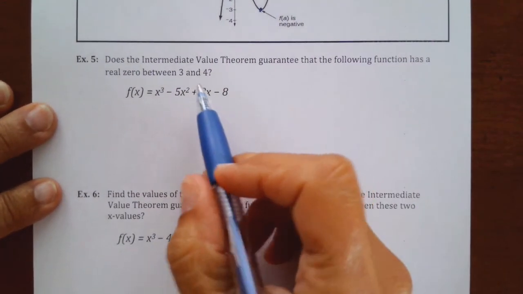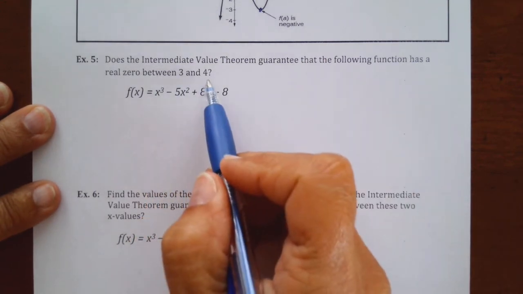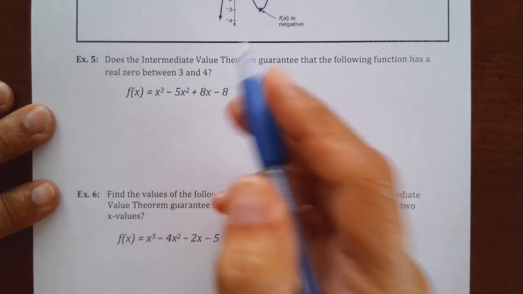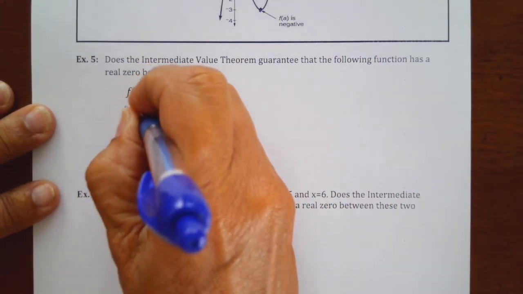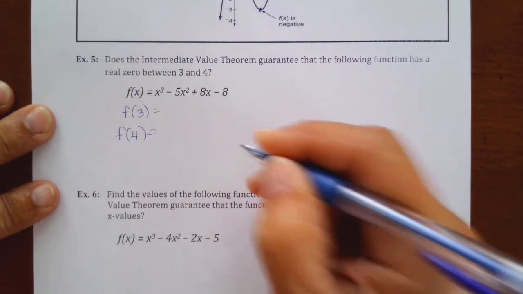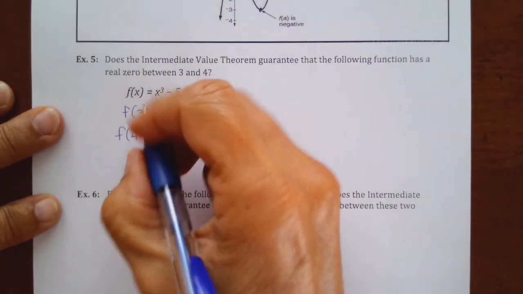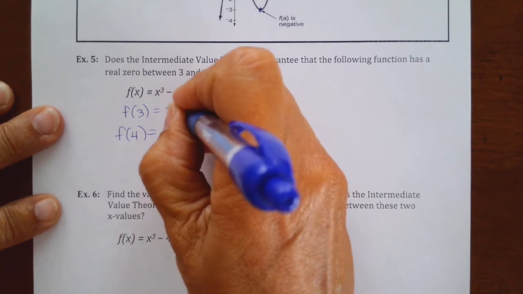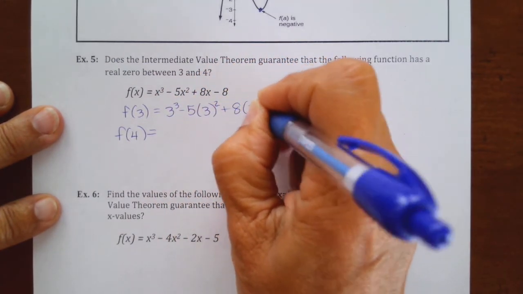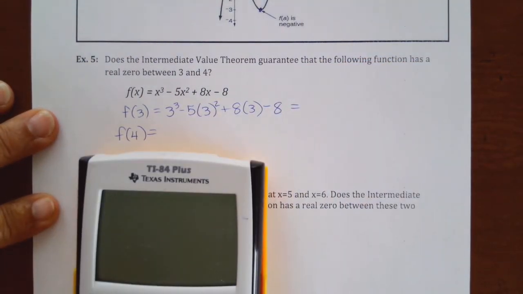All right, so use the intermediate value theorem to show that there's a real 0 between 3 and 4. So all we have to do is show that these function values will have a different sign. So we're going to find f of 3 and we're going to find f of 4. And all you have to do is show that one of these answers is positive and one is negative. It doesn't even matter what they are, we just need to see what they are. So we're going to do this, okay, plug 3 in there, and see what you get. So I'll put that in the calculator.